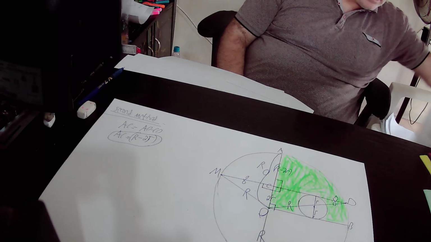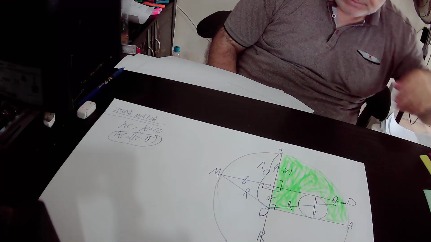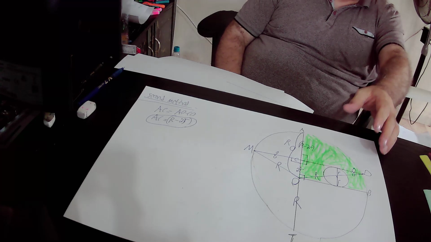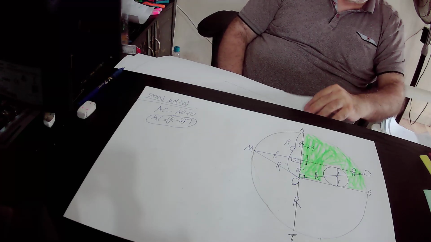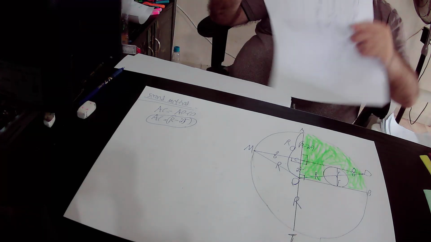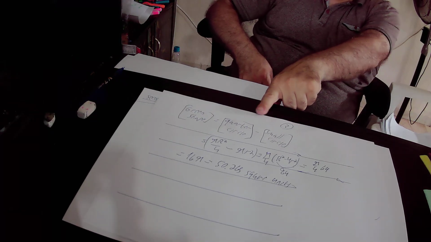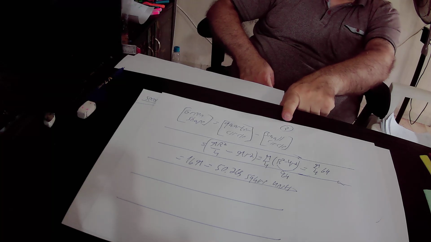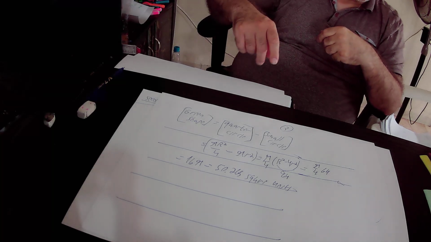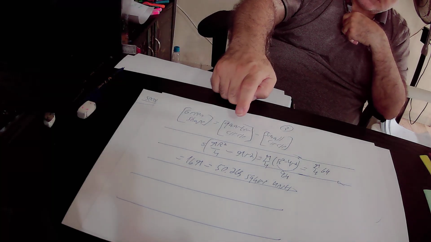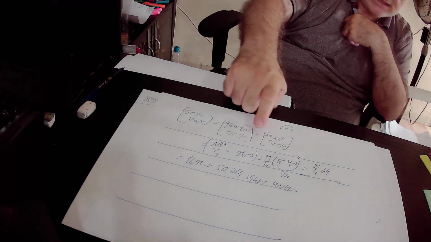And what is the area of the green shape? The area of the green shape equals the area of the quarter circle minus the area of the small circle. The area of the quarter circle is pi times capital R squared over 4, minus the area of the circle, that is pi R squared.